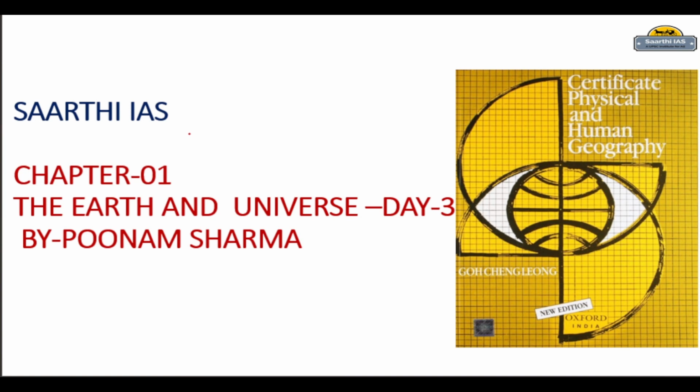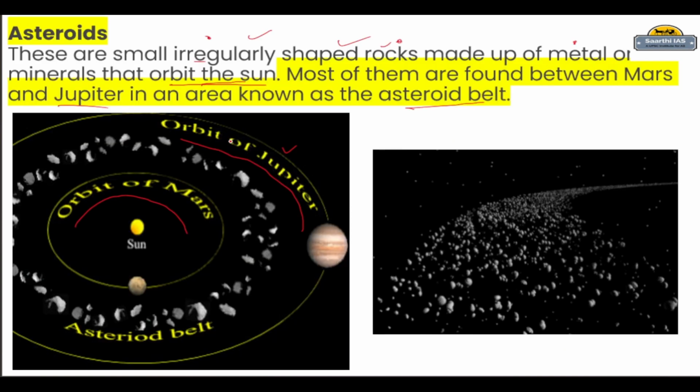Dear students and my dear viewers, as you all know, we are carrying on with the series of GC Leong, and this is our third video regarding the same. We are discussing Earth and the universe, and in our previous videos we talked about the universe, solar system, and planets. In this video we will talk about some important definitions like asteroids, meteors, and meteoroids, and the evidences which prove that Earth is spherical in shape. It is not a perfect sphere, and it is geoid in shape. We will come to the conclusion at the end. So let us start today's chapter.